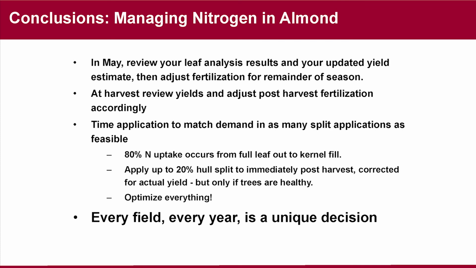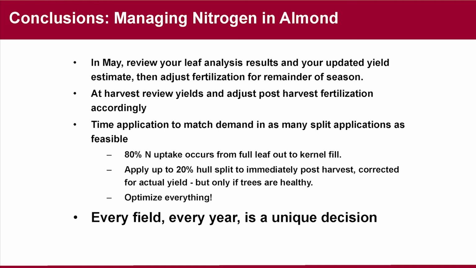And in May, review your estimations. Walk the orchard again. See if what you predicted as yield is the same as today. And change accordingly. If you think you're going to get less yield, then there's time to adjust. At harvest, review yields and adjust, and do the post-harvest fertilization according to the tree health and the capacity of your irrigation system. It has to be in good condition. If it's not, it's not even worth applying it.